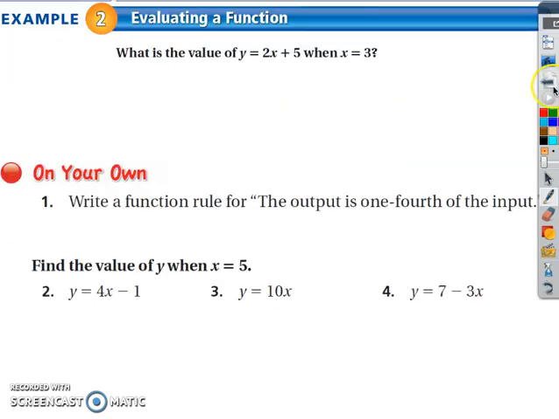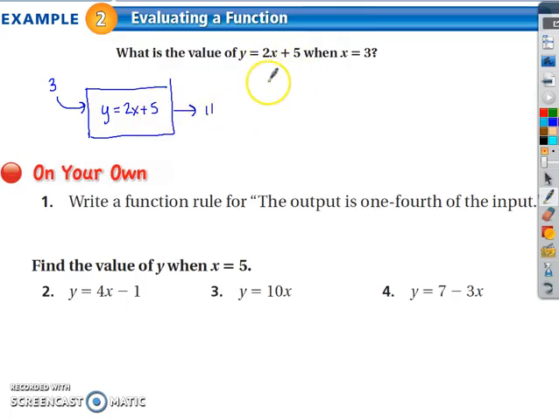What is the value of the function y equals 2x plus 5 when x is equal to 3? So we're now going to think of your function machine. We're going to put in a 3, so our input is 3. Our function machine says y equals 2x plus 5. So our 3 goes into this machine, and out comes our y value, which is going to be 2 times 3 plus 5, or 11. So the value of the function is 11.